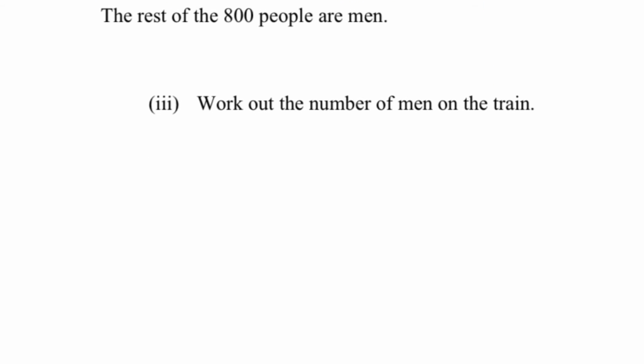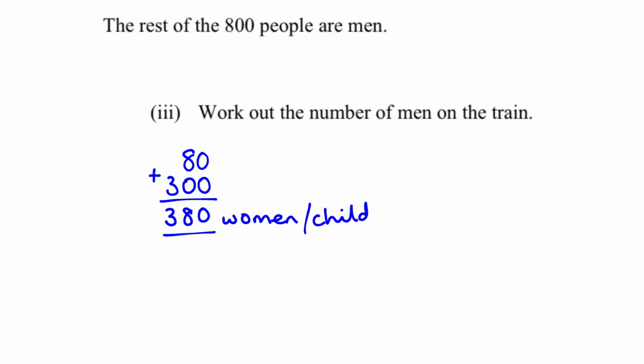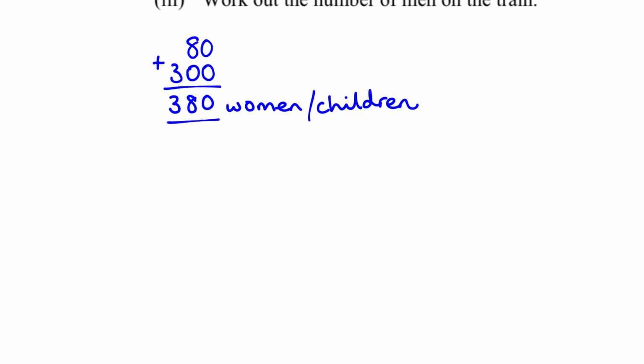Now the rest of the 800 people are men. Work out the number of men on the train. Well, we've got 80 children and we've got 300 women. So altogether, we've got 380 women and children, haven't we? So it says the rest of the people on the train are men. So that means that of our 800, if we take away 380, then that'll tell us how many people are left, and they are all the men.